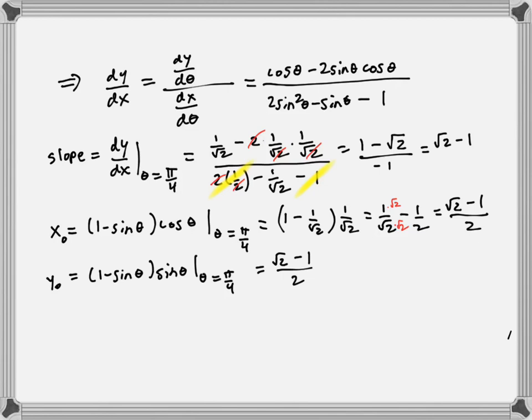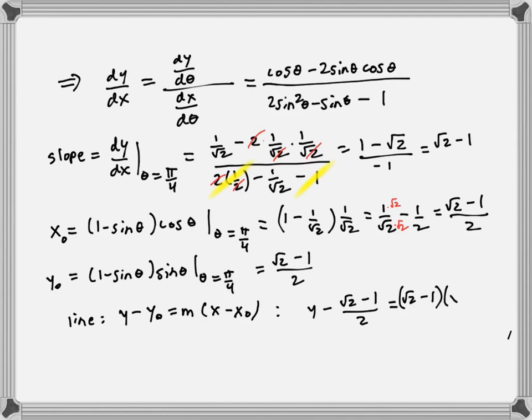Remember, guys, for a tangent line, or any line really, the equation of a line is always y minus y naught is equal to the slope times x minus x naught. And so if we want to write this as an equation, we end up with y minus this is equal to the slope times x minus this.